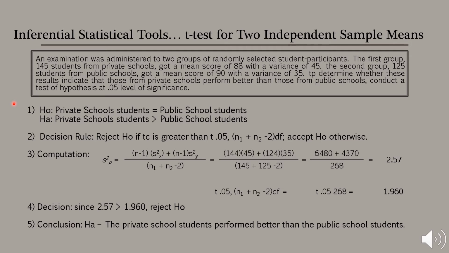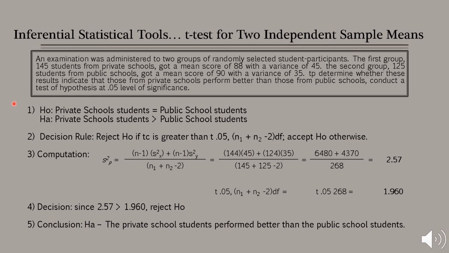The t-test for two independent sample means is used to determine if an observed difference between the averages of two independent groups is statistically significant. The t-test is applicable for at least interval data. Consider the following as a sample problem.